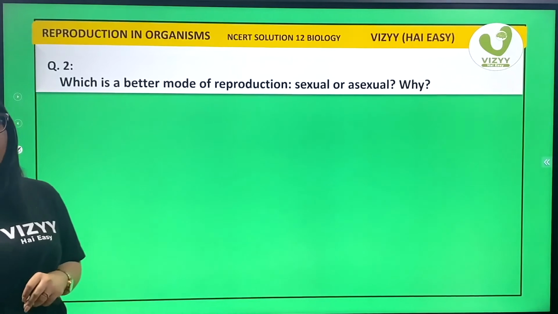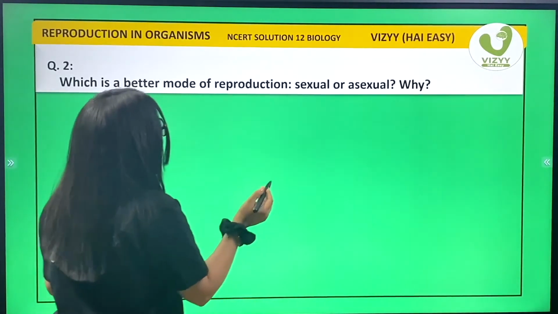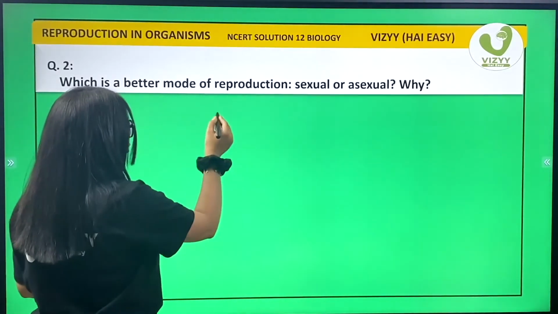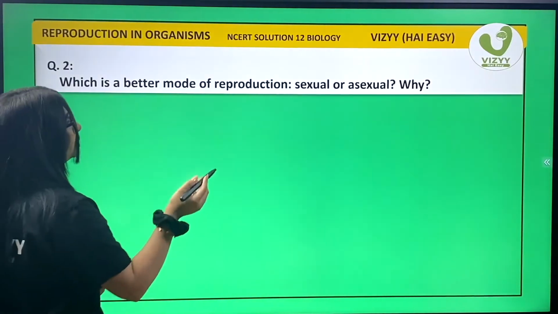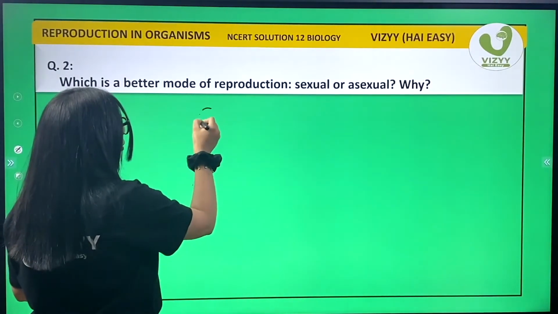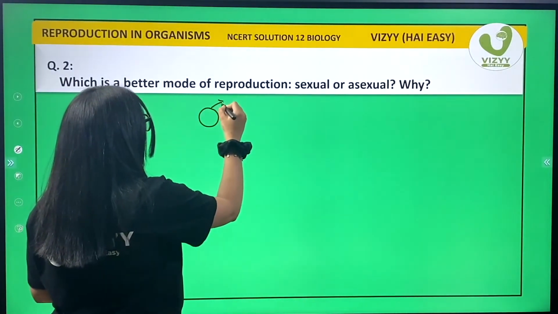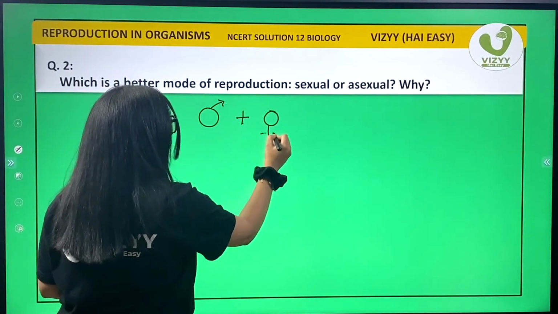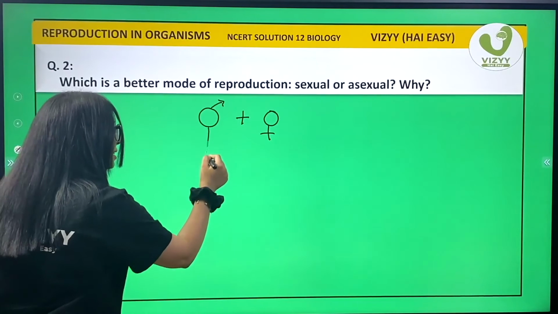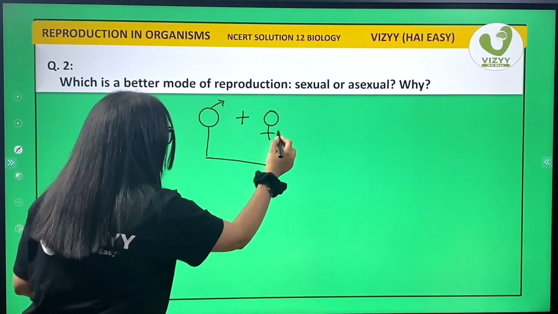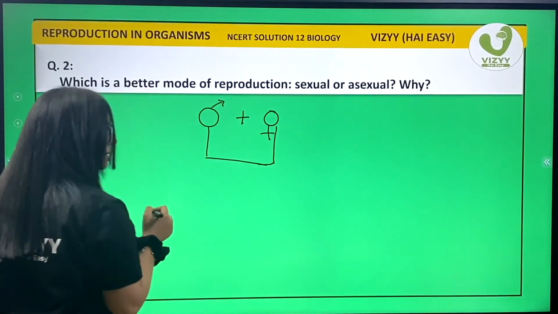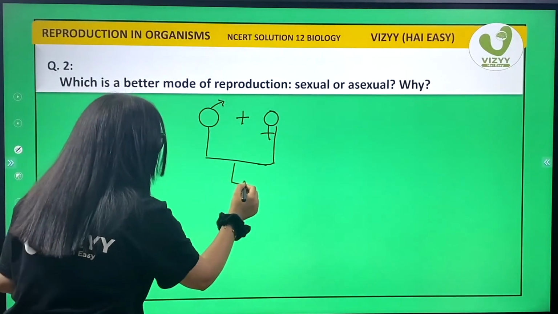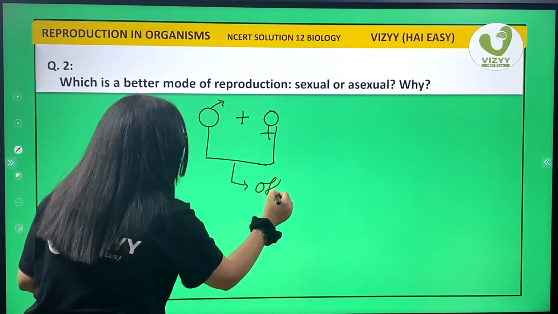Let me give you a brief of what sexual reproduction looks like. In sexual reproduction, there are two gametes involved. One is male and the other is female. Characteristics from the male and characteristics from the female come into the picture. So it gives rise to offspring.